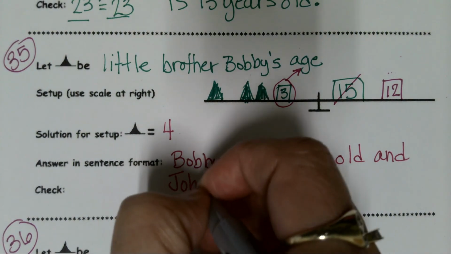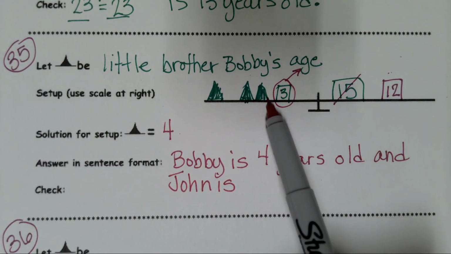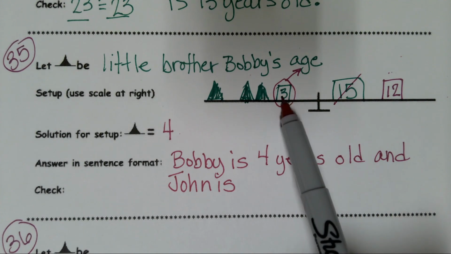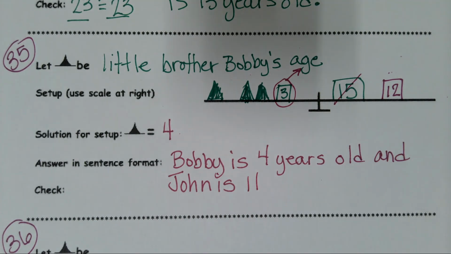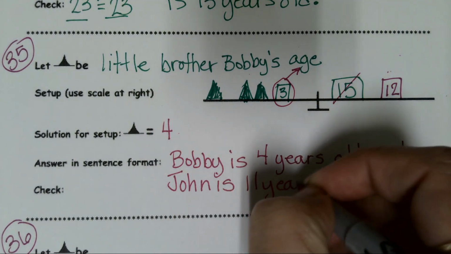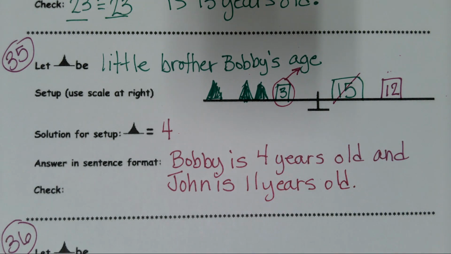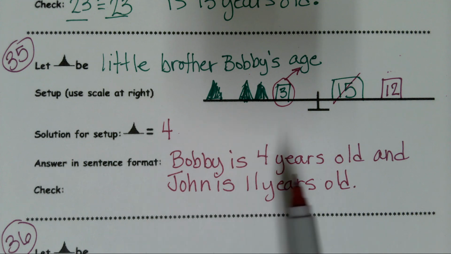John is, well, John's age is twice Bobby's, so 4 plus 4 is 8, and 8 plus 3 is 11 years old. I hope that made sense to you. We're just plugging back in our pawn to each of the boys' ages. So Bobby is 4 years old and John is 11 years old.